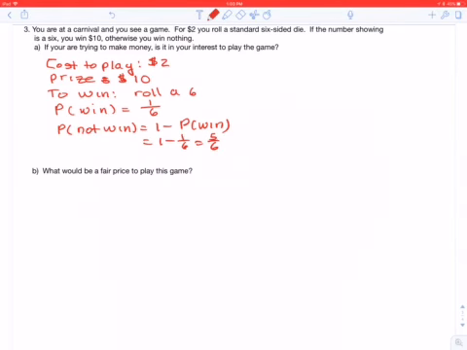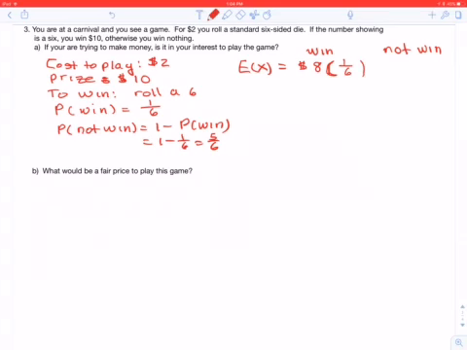All right, so when we go to play this game, you can either roll a 6 or not. You can either win or not. Now, if you win, you're really only gaining $8 because the carnival host is not going to give you your $2 back. So the probability that you'll gain that $8, since you're not getting your $2 back, is 1 out of 6.